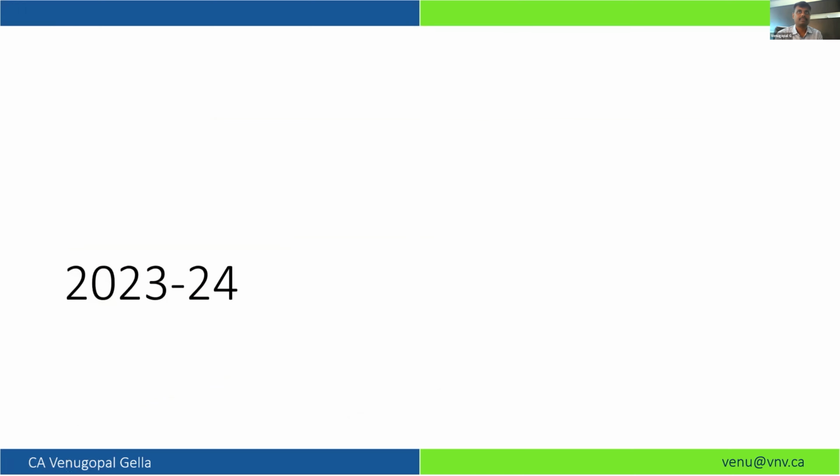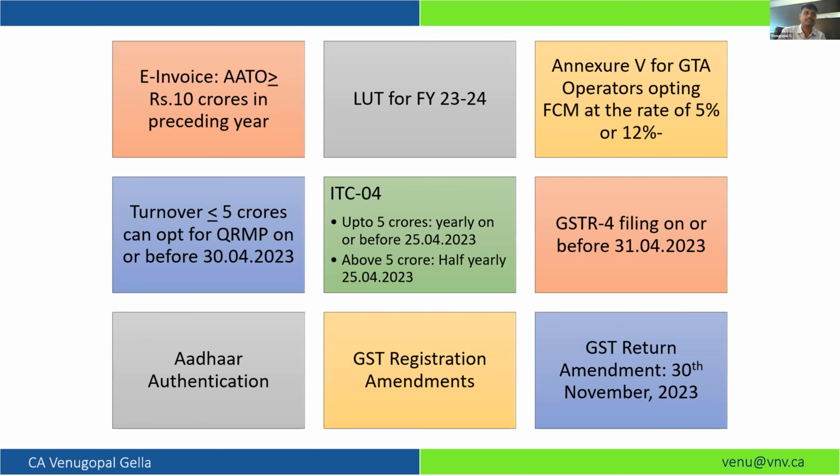Then moving forward to 23-24, you have to make sure you comply with all these things. First, for e-invoicing, as sir already said, if your turnover in any of the preceding years has exceeded 10 crore, then make sure you comply with it from April 23. If you are into export and you are going to do it without payment of tax, then you can file your LUT in order to be eligible.